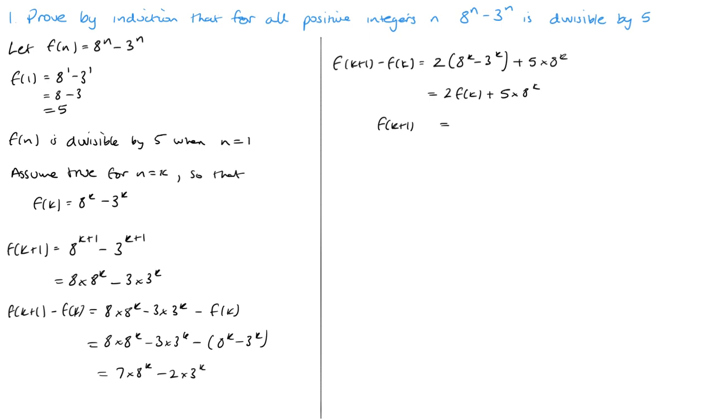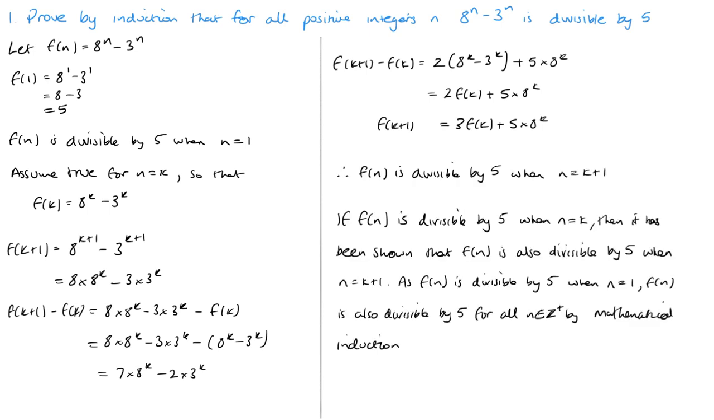And then add an f of k from this over here. We get 3f of k minus 5 times 8 to the k plus 5 times 8 to the k. Therefore, f of n is divisible by 5 when n equals k plus 1. And there we have it. So our conclusion as normal.